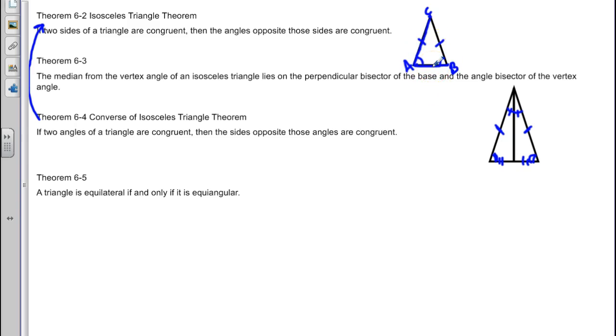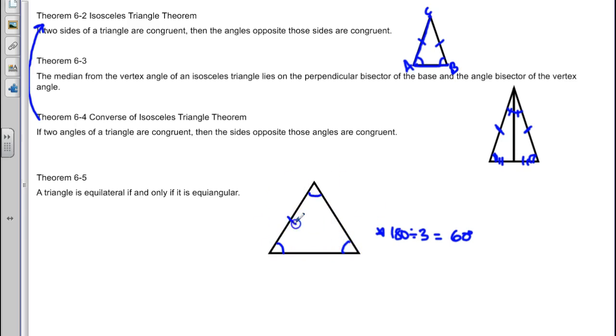All right, and then theorem 6.5. A triangle is equilateral if and only if it's equiangular. So equiangular means that all of these angles are equal to each other, which means how much are they? 180 divided by 3, right? Yeah, 60 degrees, exactly. So if you see 60 degrees on one of these and the sides are marked equal or the angles are marked equal, you know that all three of them are 60.